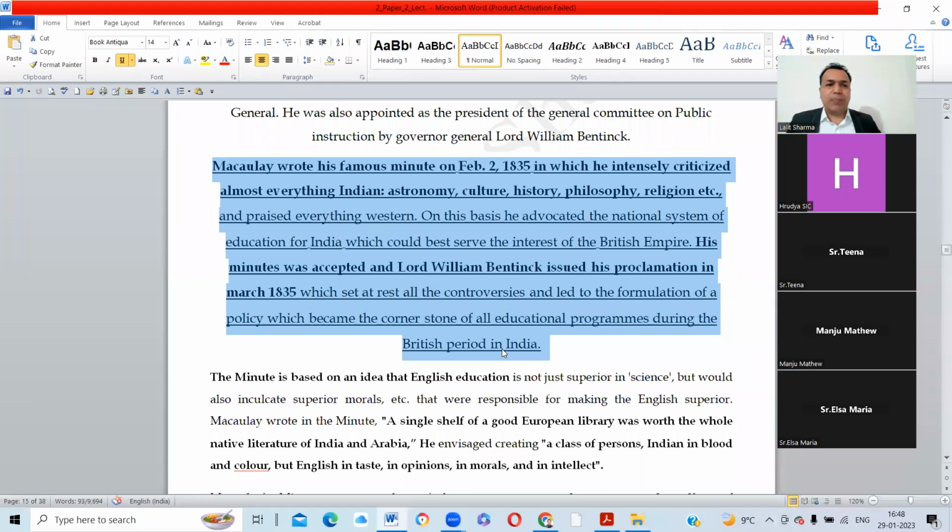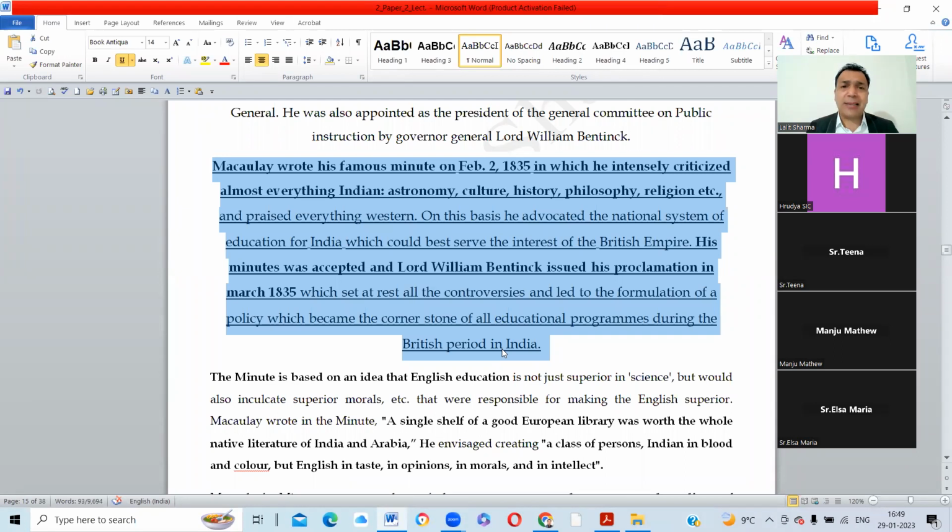So guys, what was it? In 1835, Macaulay presented the minute, and here he criticized all the Indian history, Indian astronomy, Indian culture, Indian philosophy, and he praised everything about Western culture.